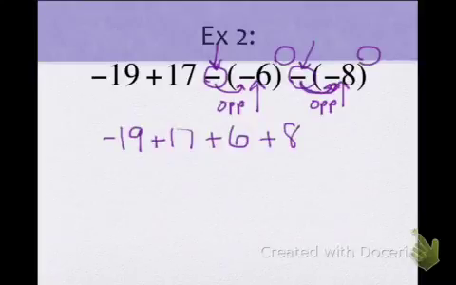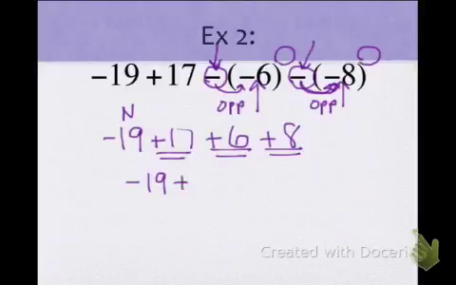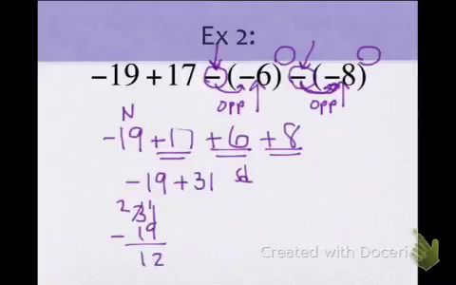Now we're down to all addition or subtraction. So the only negative I have is 19. The 17, the 6, and the 8 are positive. So if you add these, whether you keep it horizontal or vertical, you should end up with positive 31. Now our signs are different, so we're going to subtract. The larger absolute is 31. And as we subtract, we end up with 12. And because 31 is positive, my answer is positive 12.